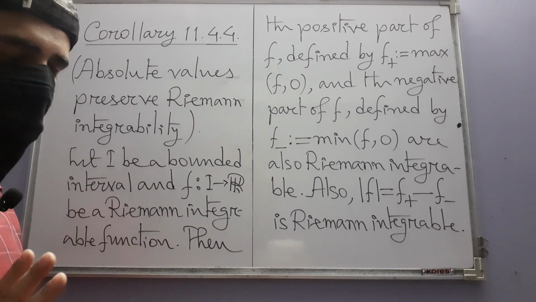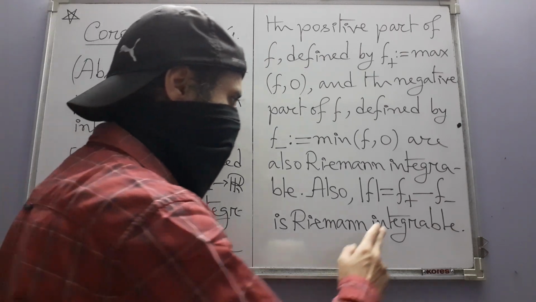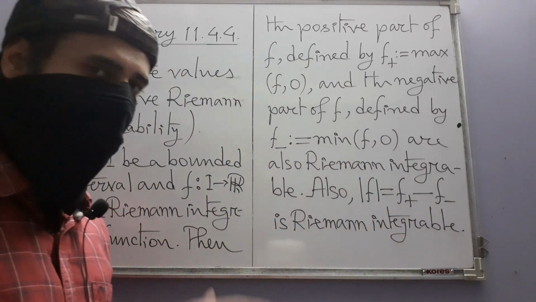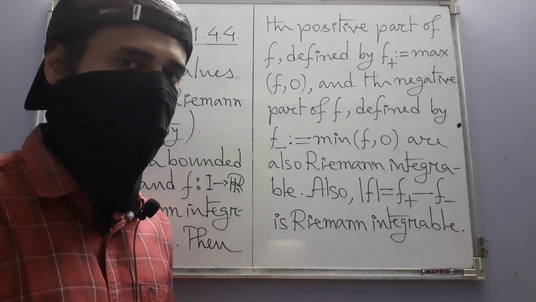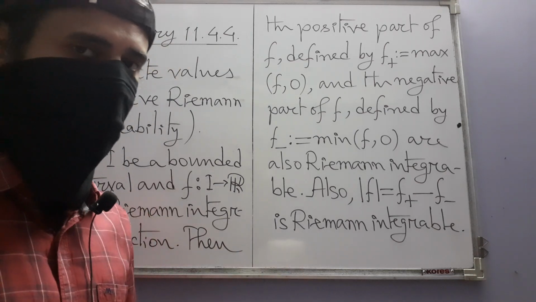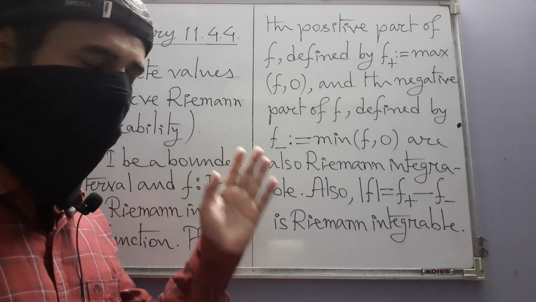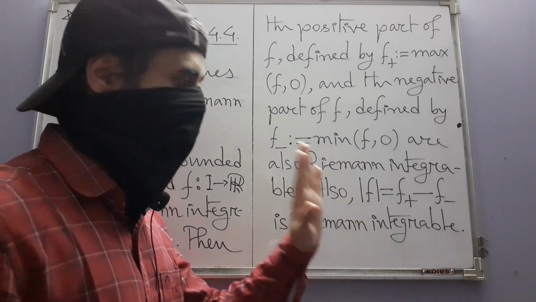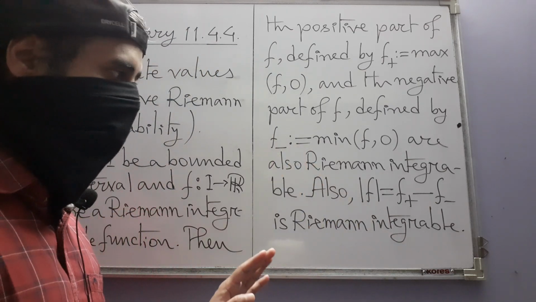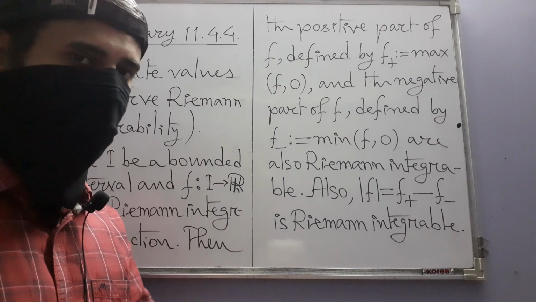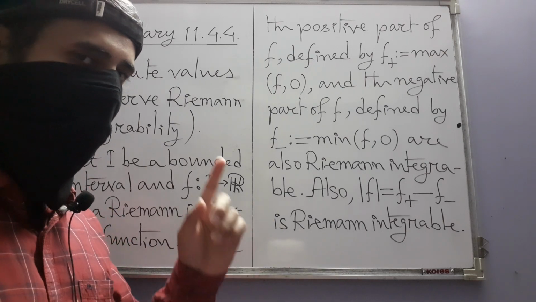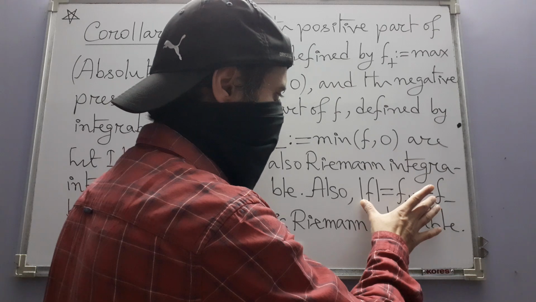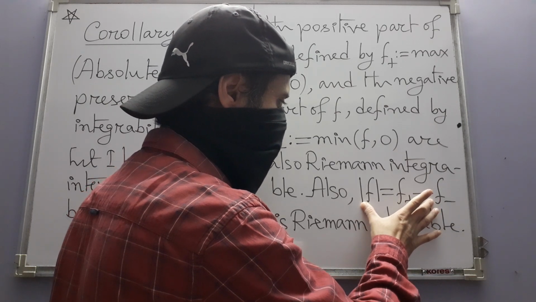Once you have these two things, obviously their difference is also going to be Riemann integrable by our original properties of Riemann integrability, I mean the first ones. And that is why this is also Riemann integrable. There is essentially nothing to prove in this corollary except for one thing. You need to make sure that this identity is true.